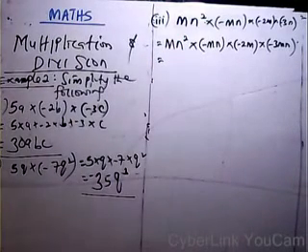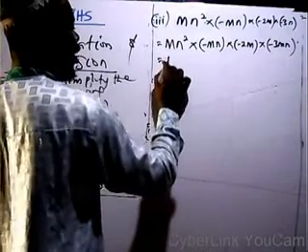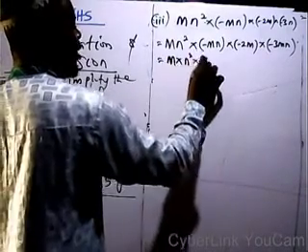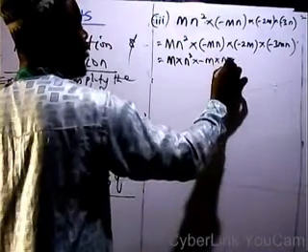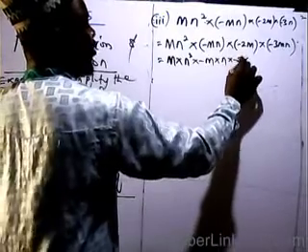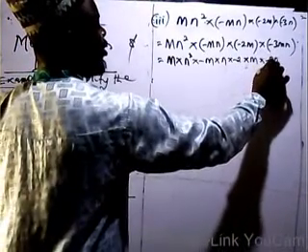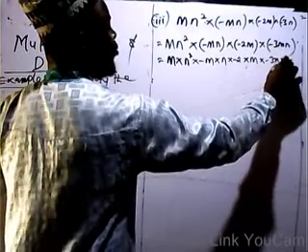So how do we simplify this? The same process we are going to follow. Let's break each of the items. So we have m multiplied by n squared here, multiplied by minus m multiplied by n multiplied by minus 2, then multiplied by m, multiplied by minus 3, multiplied by m, multiplied by n.